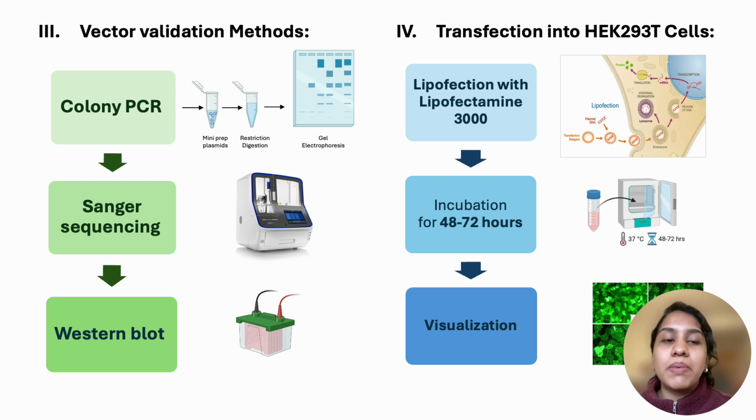After the colony PCR, we're going to do Sanger sequencing. This is to ensure there's no mutation, and then we're going to do Western blot, which confirms that EBNA1 and GFP are expressed.